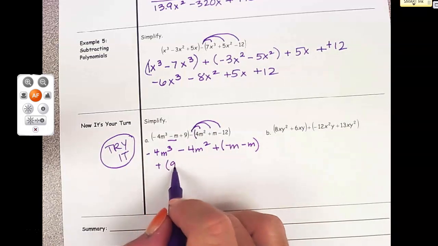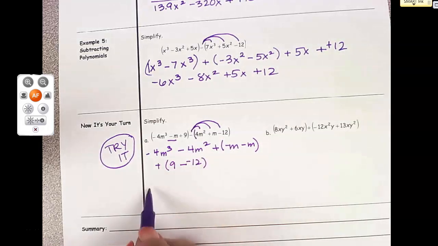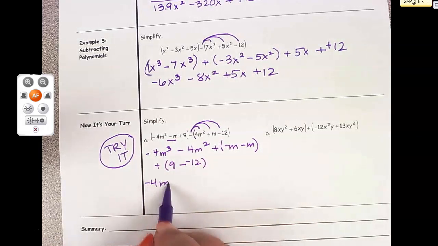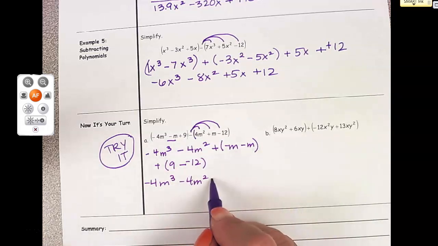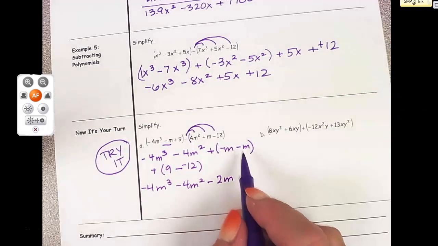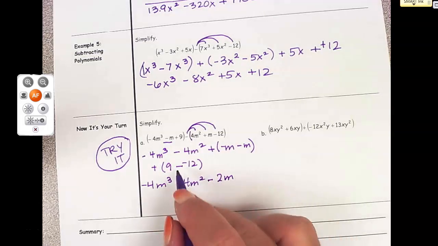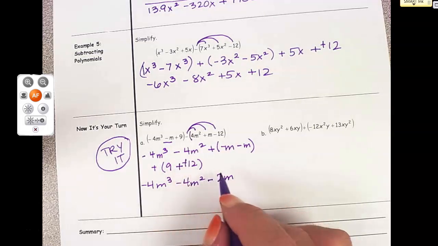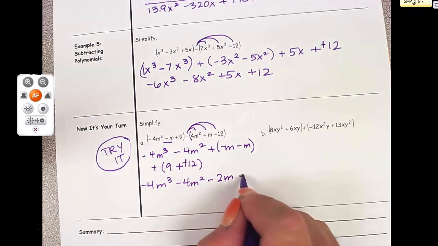I've got a 9 minus 12. So to get my final answer, negative 4m cubed minus 4m squared, and then here's my first combination, negative m plus negative m, or negative m minus m is minus 2m. And then 9 minus 12, which turns into plus 12, I get plus 21.